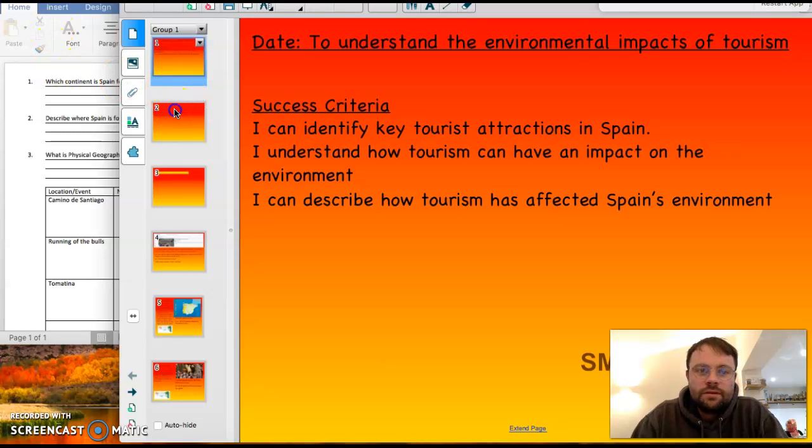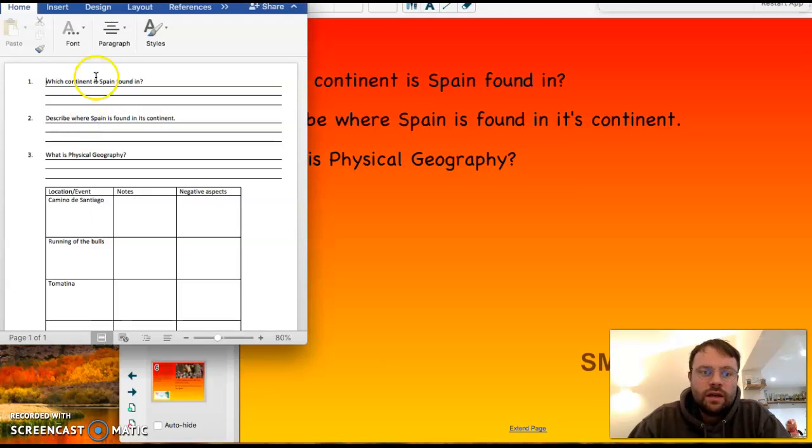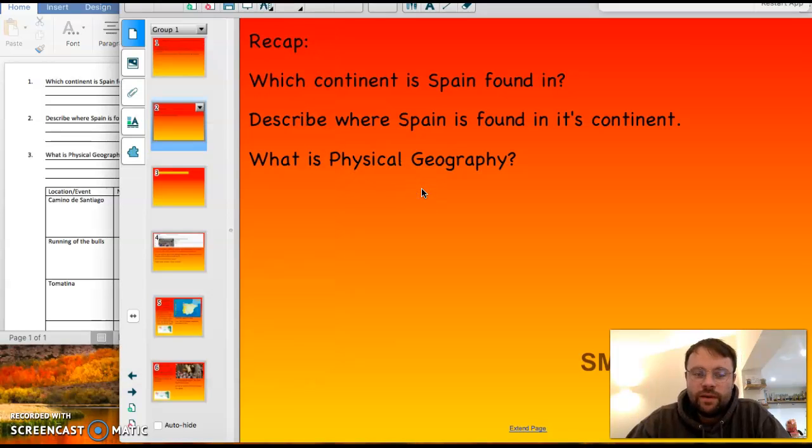Okay, so first things first, on your worksheet there are 3 questions, and these are recapping our previous lessons. So the questions are: which continent is Spain found in? Describe where Spain is found in its continent, so use the compass, is it north, south, east, west? And what is physical geography? What does that mean? What does that include? So here is where you'll write your answers. Pause the video now and do that for me.